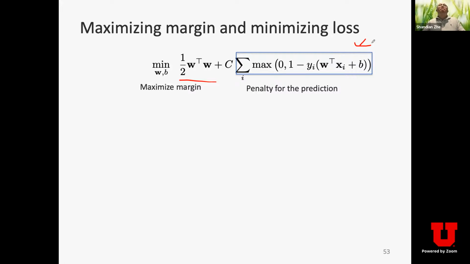As the name suggests, it's a penalty for the prediction. But why does it penalize your prediction?